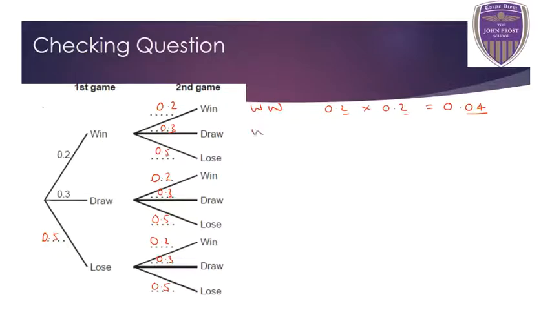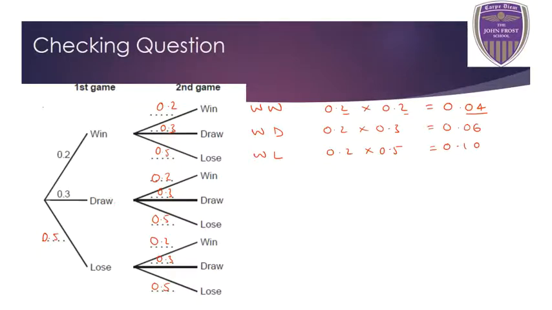So the next probability is that she wins the first game but draws the second game. So that was 0.2 times 0.3. That's 0.06. The next possibility is she wins the first game but loses the second game. So that's 0.2 times 0.5, which is 0.10. Okay, so they're all the probabilities there of her winning the first game. Those 3 there.